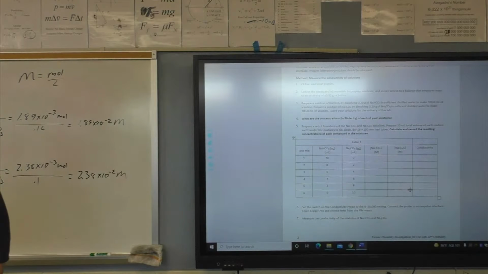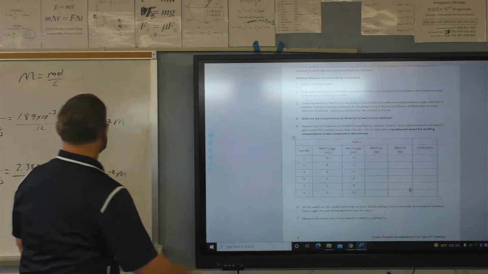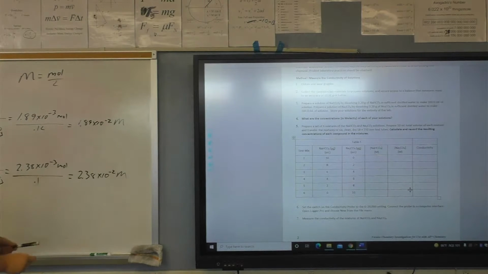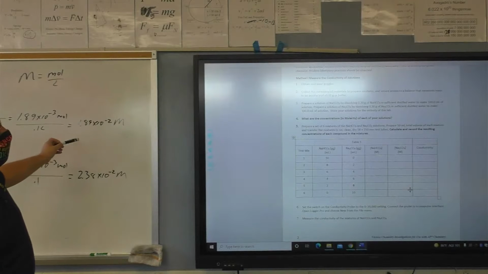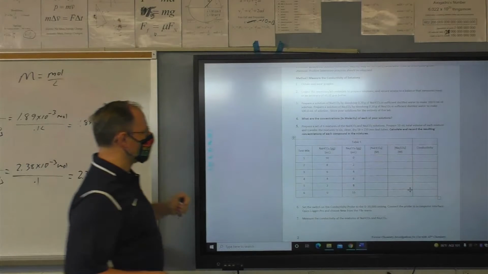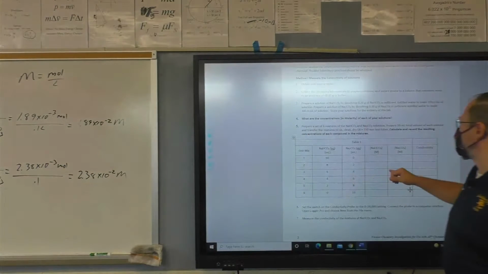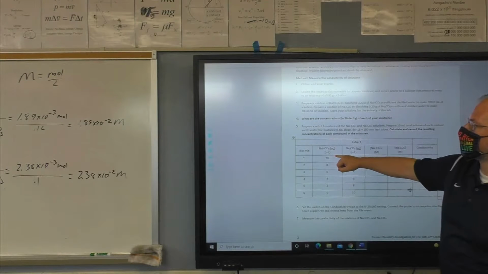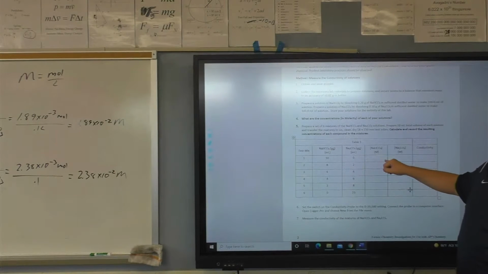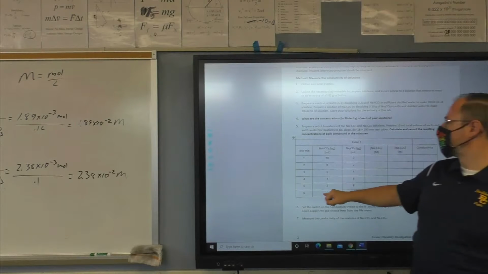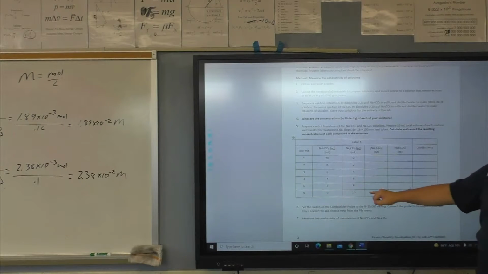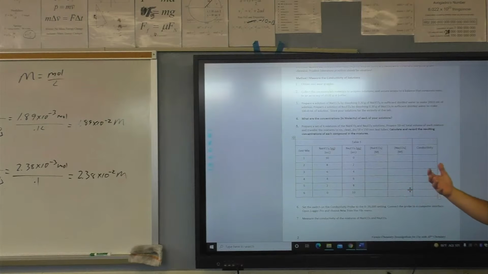And now it just becomes proportions, which I could write on the screen over here, but I can't. So the concentrations for test tube 1, or test 1, is going to be all sodium hydrogen carbonate, so 2.38 times 10 to the minus 2, and 0. And then test 6 is going to be all sodium carbonate, so it's going to be 0 and 1.89 times 10 to the minus 2. Make sense?